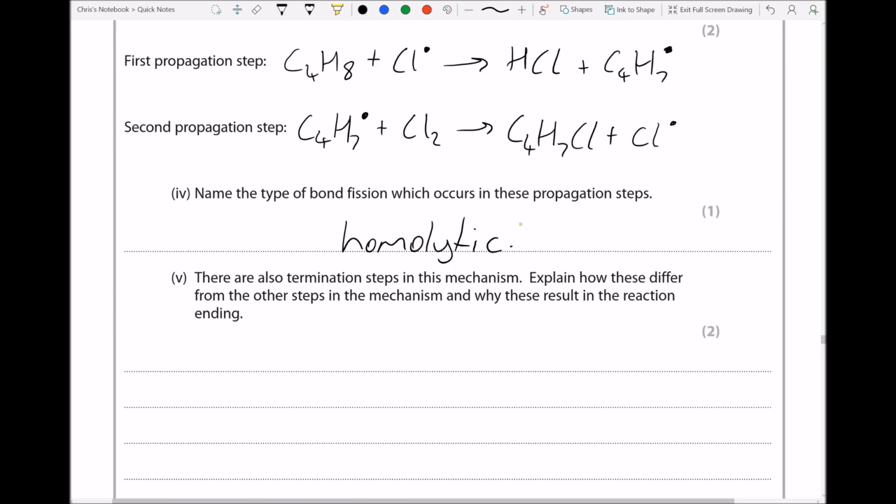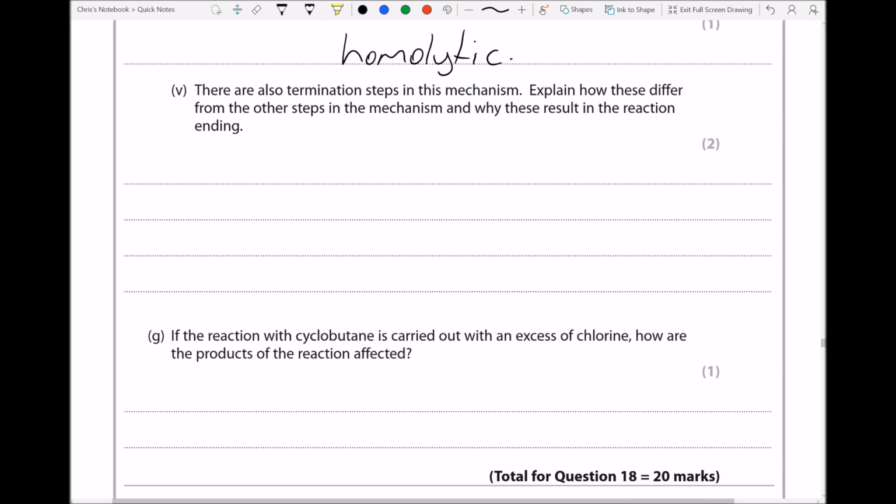Okay. And then V. There are also termination steps in this mechanism. Explain how these differ from the other steps in the mechanism and why these result in the reaction ending. So a termination step is where we have 2 free radicals reacting or colliding together, and what they produce is a non-radical product. This is a bit different because all the ones that we've seen, the initiation and propagation, they've all involved a radical being produced or maintained. This is the only step where the radicals can be removed effectively. So we're going to write this down here.